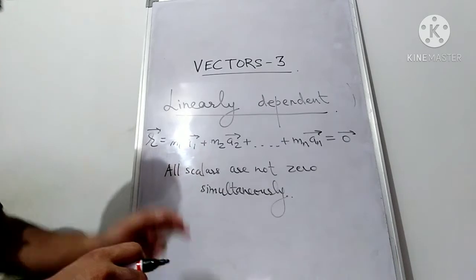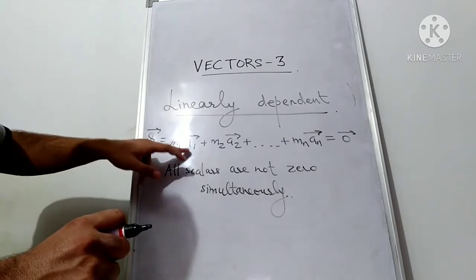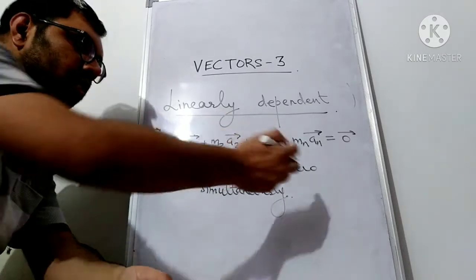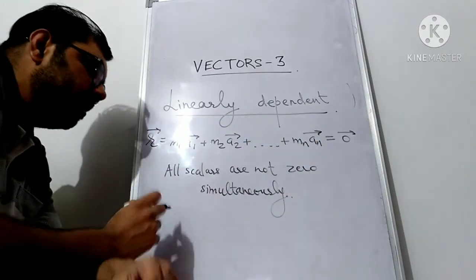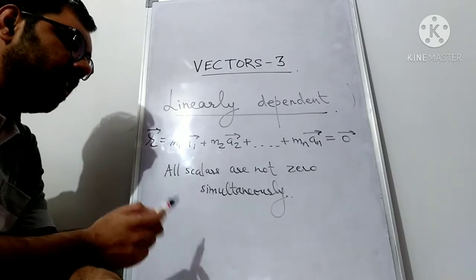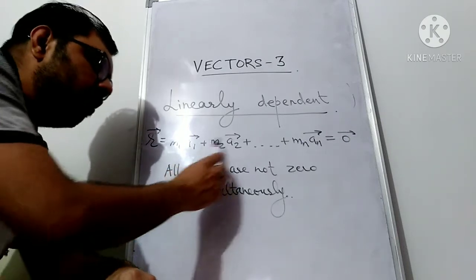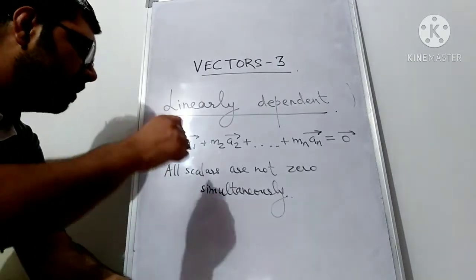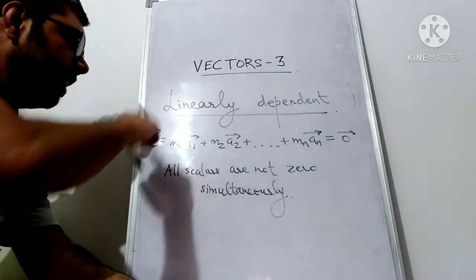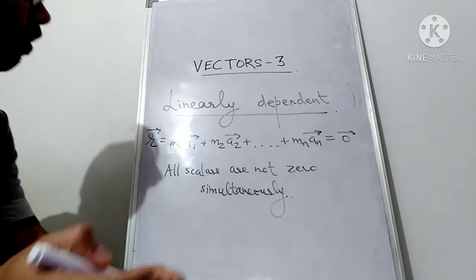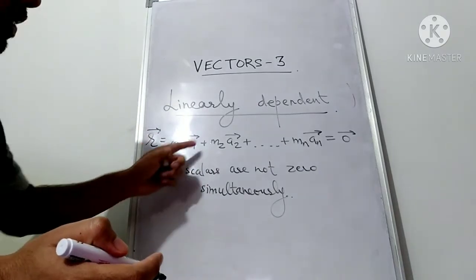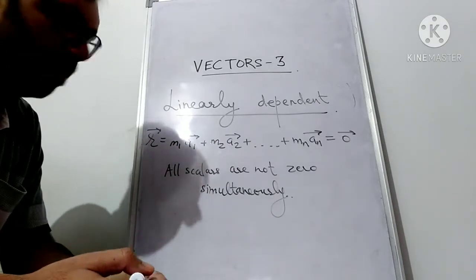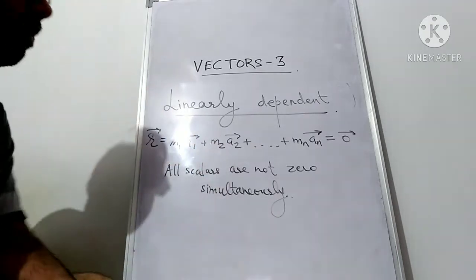I'll repeat it. We are given this expression m1 into a1 vector plus m2 into a2 vector up till mn into an vector is 0. This is given to you, but this does not imply that all scalars are 0 simultaneously, which means some of the scalars can be 0, but all scalars are not 0 simultaneously. If this condition holds true, then we say that R is linearly dependent on these vectors a1, a2, a3 up till an. So this was the concept of linearly dependent.